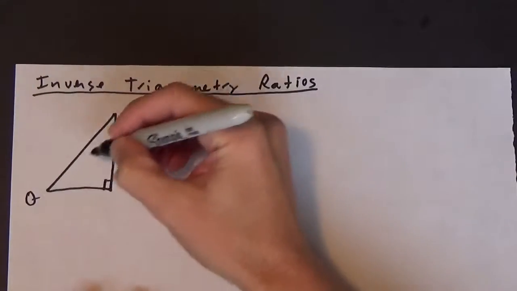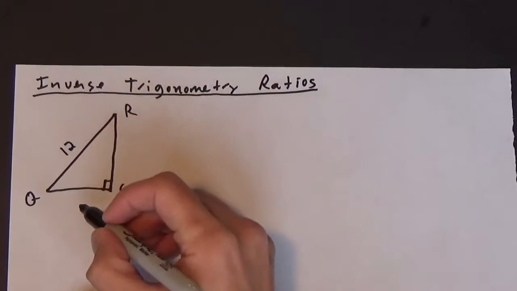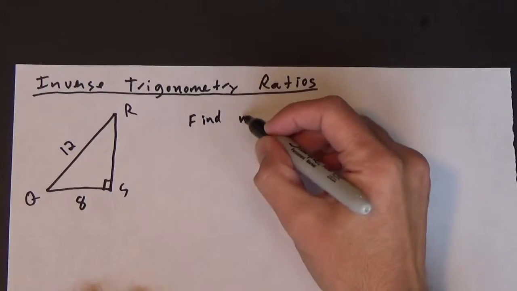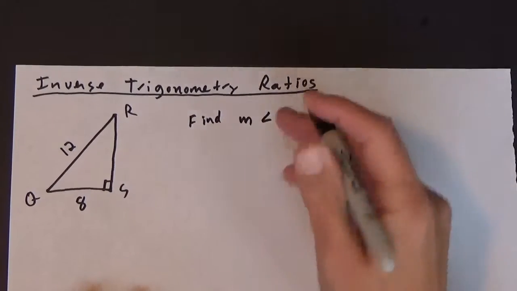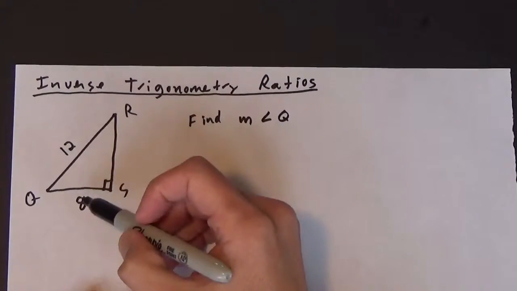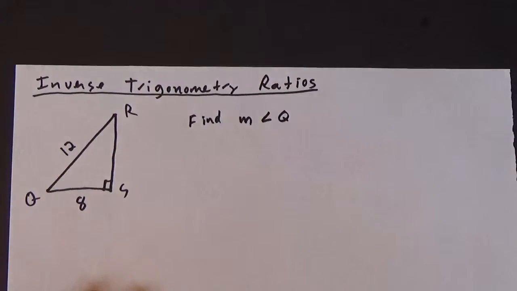So this is angle QRS, this is 12, and this is 8. And you are asked to find the measure of angle Q. Okay, so we have two sides of a triangle and we want to know what is this angle here. What is the measure of that angle?